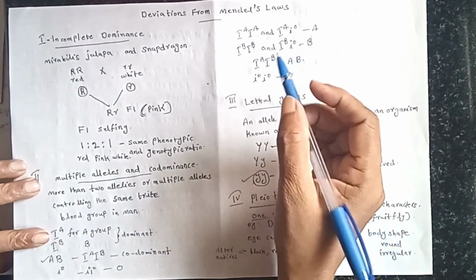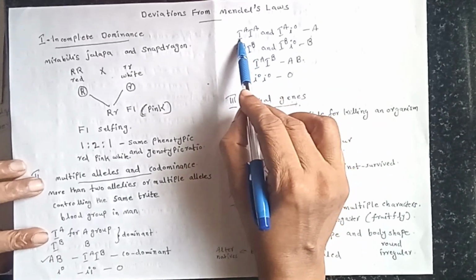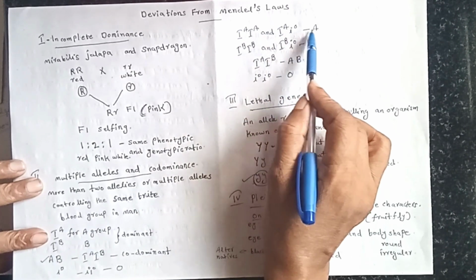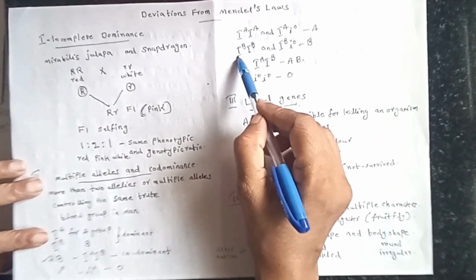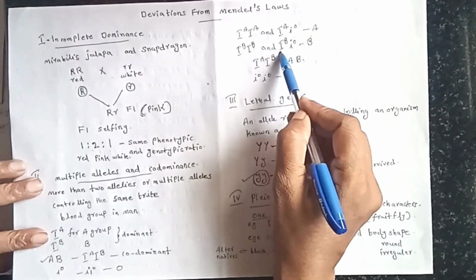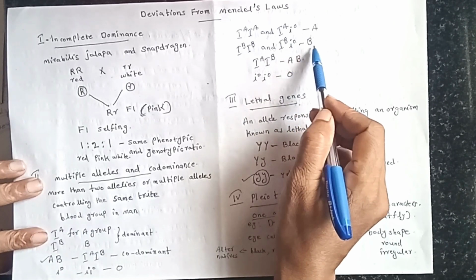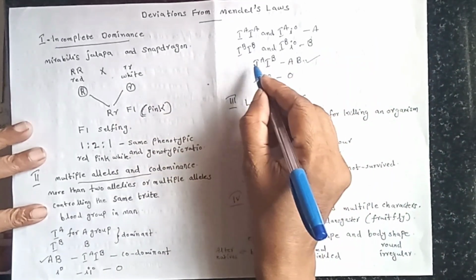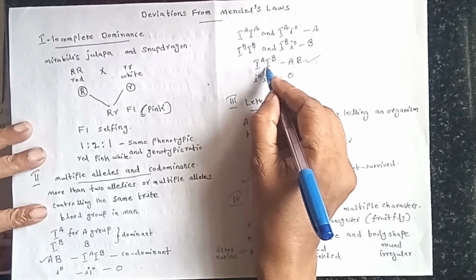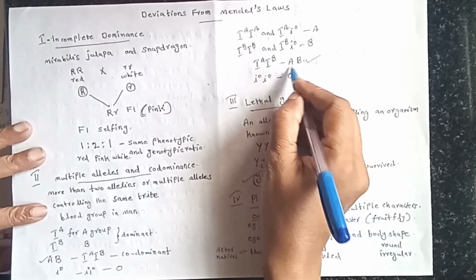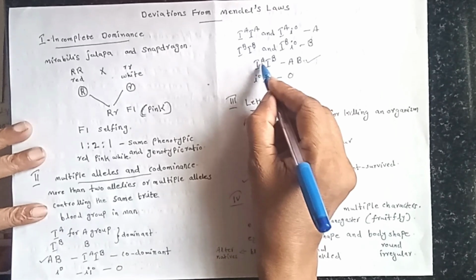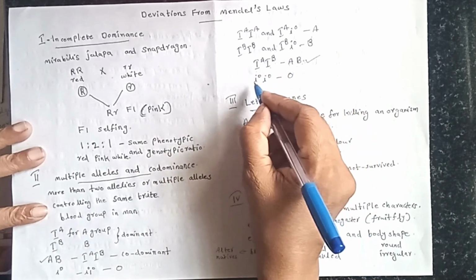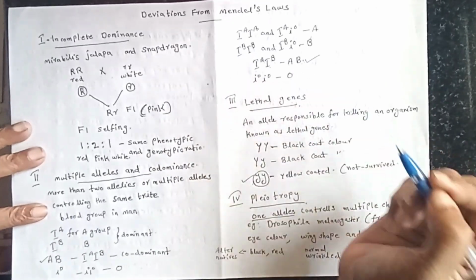Next, here the capital IA IA and capital IA small IO represent A blood group. Capital IB IB and capital IB small IO represent B blood group. But in the case of AB blood group, capital IA and capital IB represent AB blood group. Here the A and B codominate and represent AB blood group. Small IO represents O blood group.